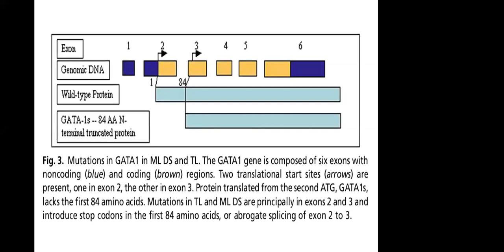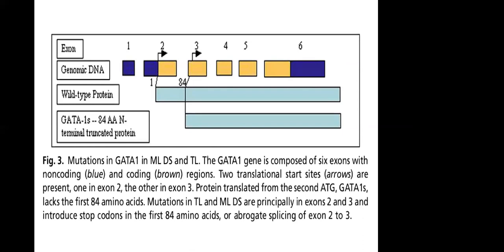The GATA1 gene is composed of 6 exons with non-coding and coding regions. Two translation start sites are present, one on exon 2, the other on exon 3. Protein translated from the second ATG, GATA1S, lacks the first 84 amino acids. Mutations in TL and ML-DS are principally in exon 2 and 3 and introduce a stop codon in the first 84 amino acids or abrogate splicing of exon 2 and 3.